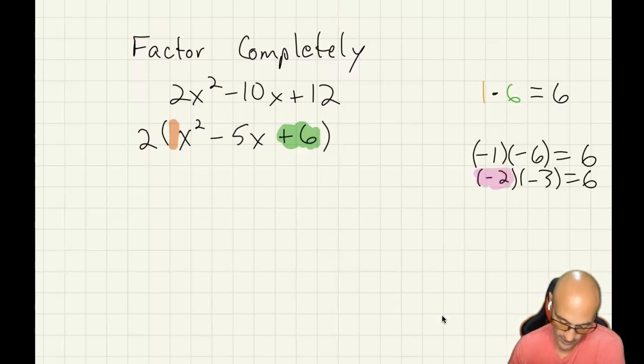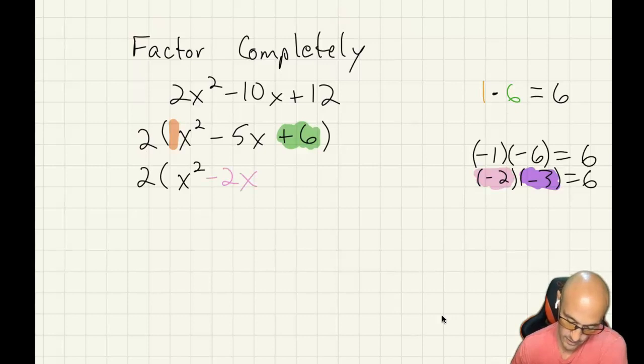So we have a negative 2 and we have a negative 3 that we're going to break our negative 5 into. So now we have 2 times the quantity, x squared, minus 2x, minus 3x, and then our plus 6.